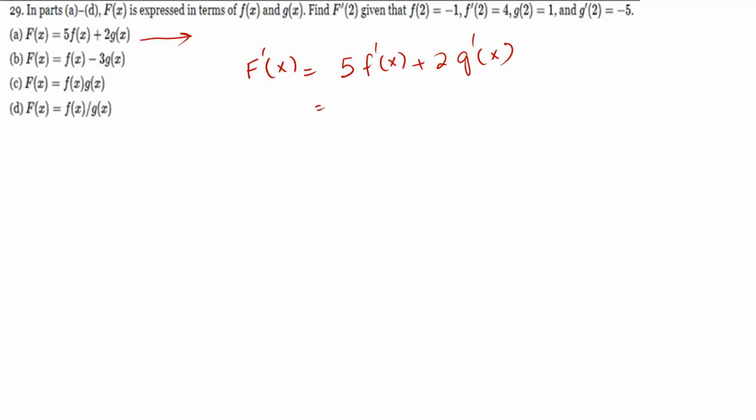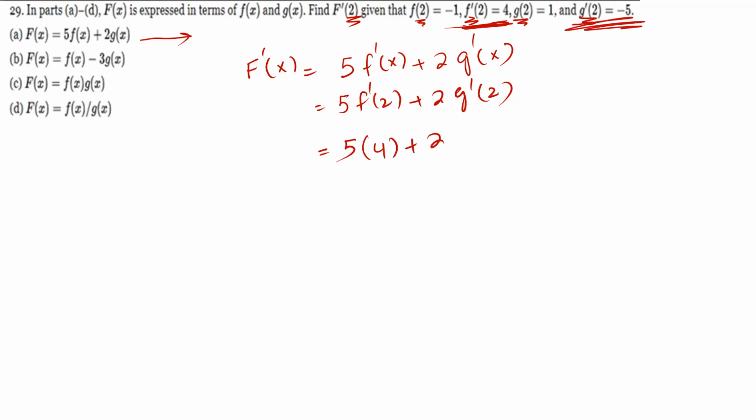Now replace the x everywhere, since they are asking about 2 only. So 5 f prime of 2 plus 2 g prime of 2. Now 5 f prime of 2 equals what? 4 here. Plus 2 g prime of 2 equals what? Negative 5. Write it in the calculator. 20 minus 10 gives us 10. That is our answer.